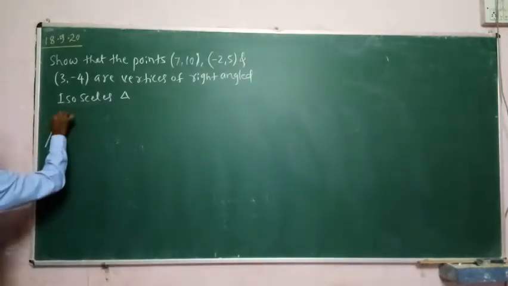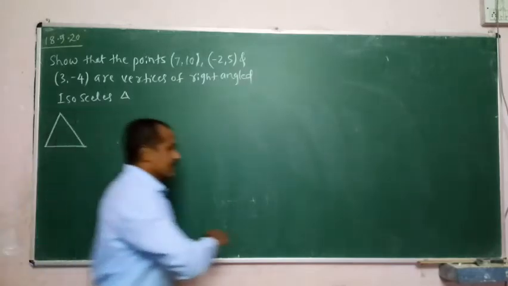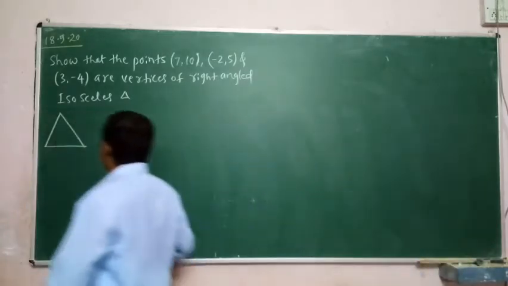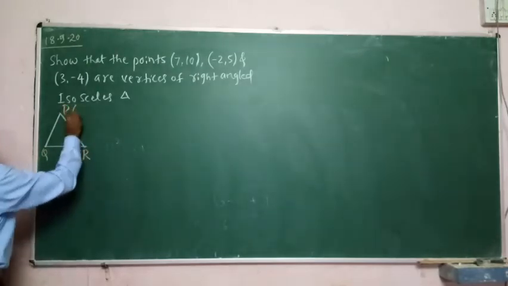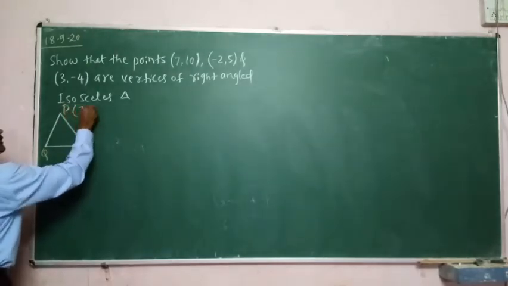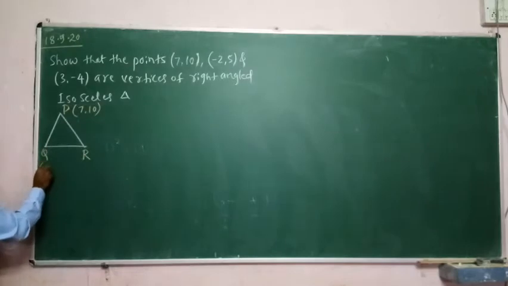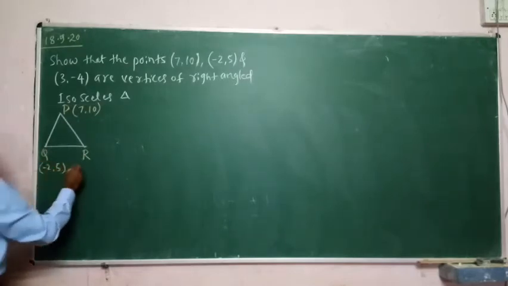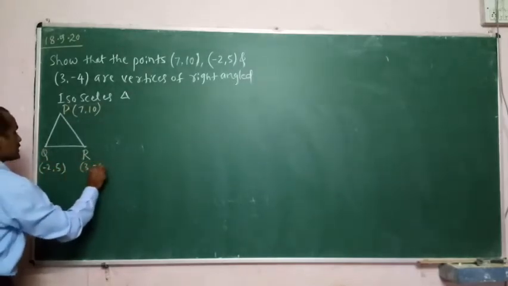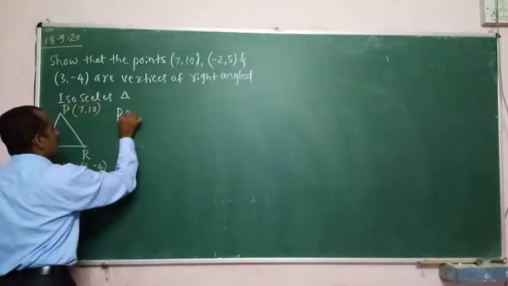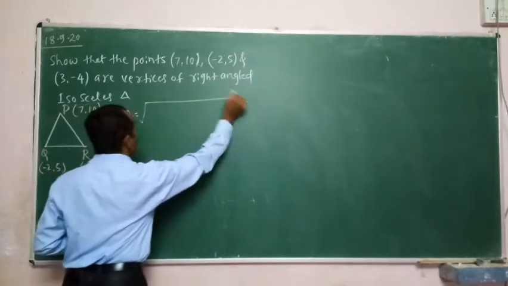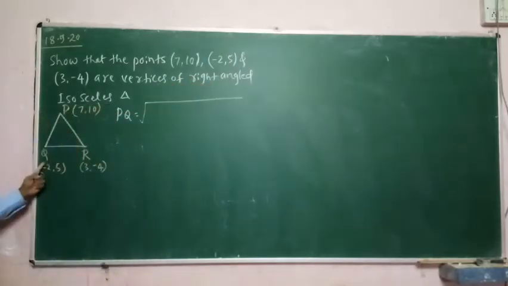Let me draw a small figure. I will call it PQR. The points are 7, 10, minus 2, 5, and 3, minus 4. One by one, let me go for PQ first. PQ is equal to under root.